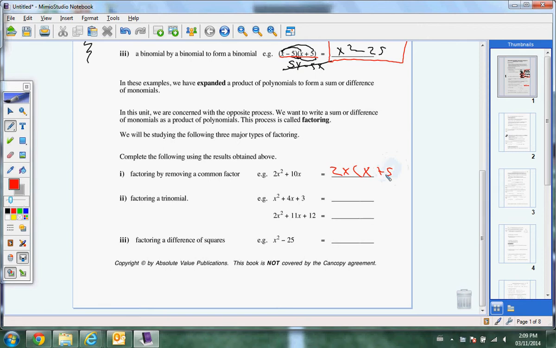1, or cancels. It cancels, yes, but not 0. It's 1. Okay, you can check yourself. 2x times 5 is 10x. So I know that I pulled out the correct number. Is that okay? All right.